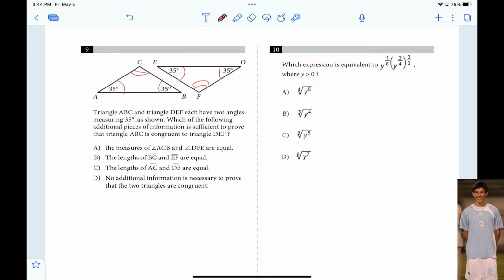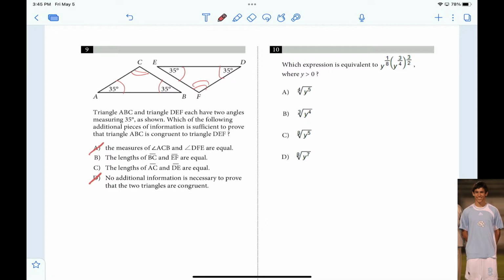So I know for these answers, to be able to say these triangles are congruent, we're going to have to mention something about the sides. So A is talking about angles, so no. D, no, we need more information to prove the triangles congruent. So now it's between B and C.